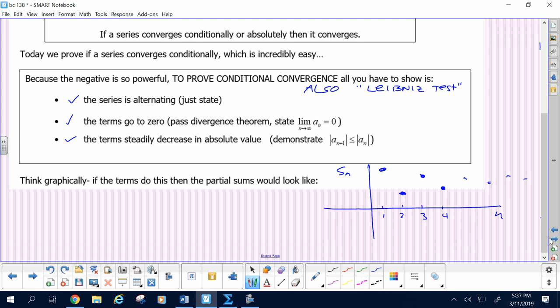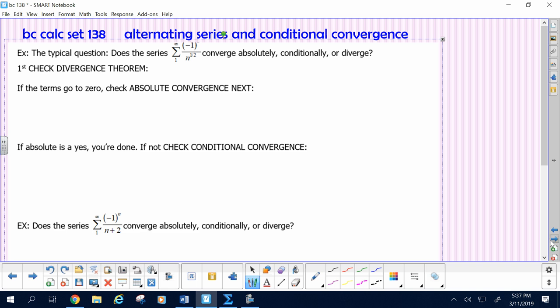So let's show you what this looks like here. Typical question is, given this series, does this series converge absolutely, conditionally, or does it diverge? First thing you're going to do, like always, is check the divergence theorem. You'd say to the reader, hey, the terms do go to 0, so it has a chance. I'll investigate further. Now, if that's not satisfied, just like always, call it good. If the limit of the terms is not 0, then it diverges, and you're done. That's still true for alternating series as well. If the terms do go to 0, check absolute convergence next. You check absolute convergence first to see if you can do it without the negative. So that we've been doing before.